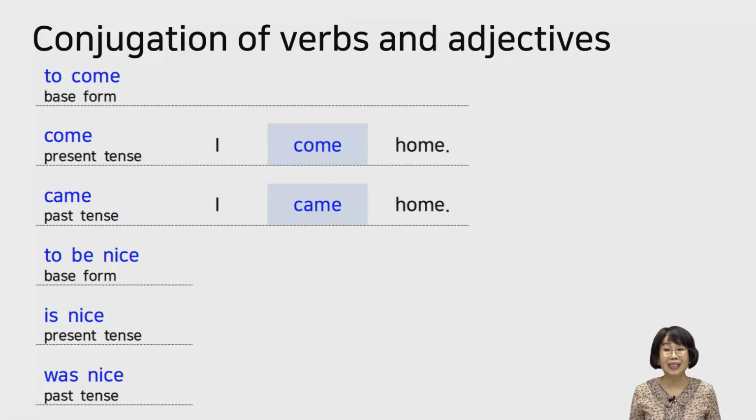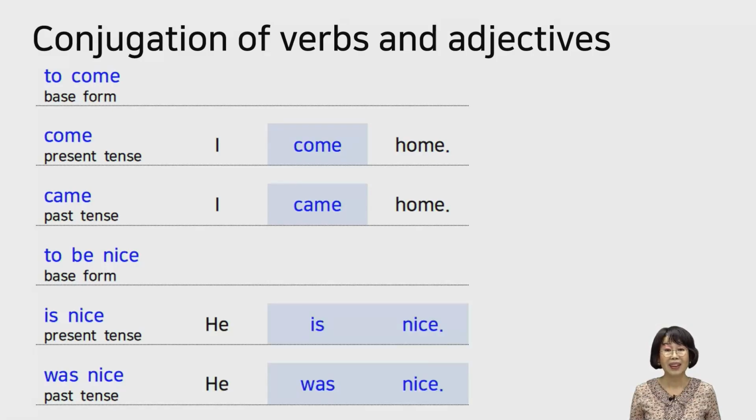You can make a sentence by changing the form of the verb. I come home. I came home. He is nice. He was nice. It is about the conjugation of verbs and adjectives in English.